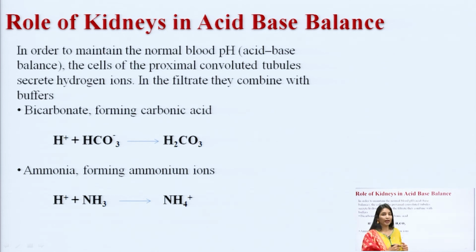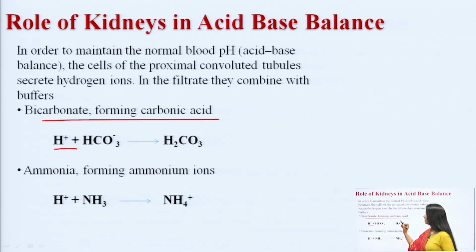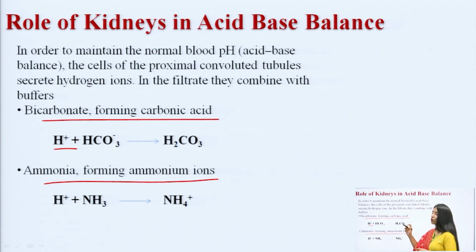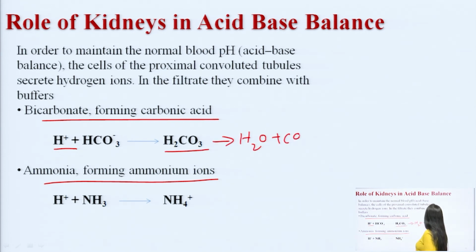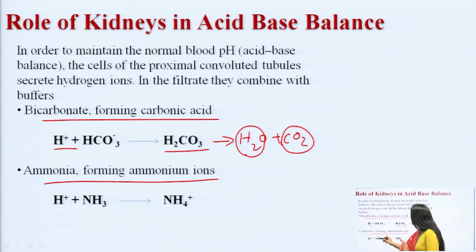Okay, so we will enter into the main important topic, and how it is going to maintain the acid base balance. If you see here, students, this is a carbonate. Bicarbonate forms carbonic acid, and ammonia forms ammonium ions. What is going to happen here? The bicarbonate will form carbonic acid, which will be split into water plus CO2. The water will be eliminated in the urine, and the carbon dioxide will be reabsorbed into the body. And how will the proton ions be passed to the urine? The proton ions will be eliminated from the body in the form of ammonium ions.